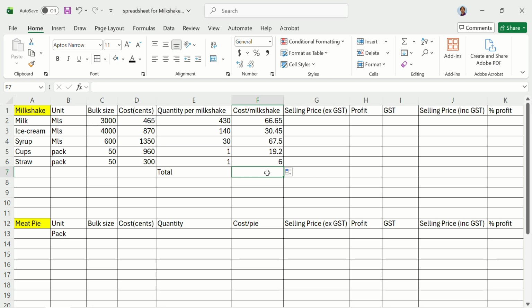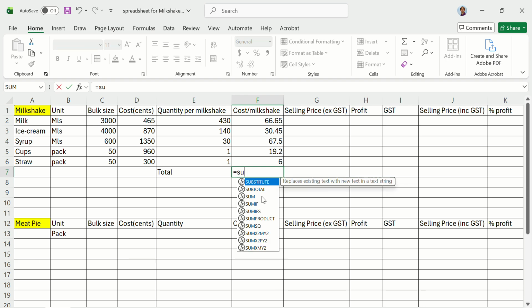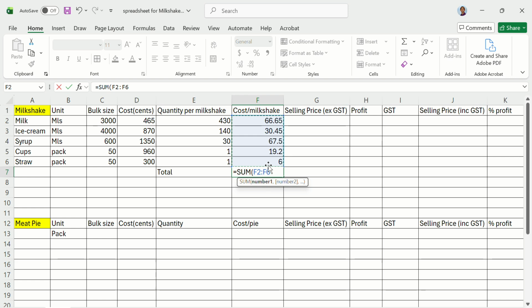Now, once you've done that, it'd be silly to find out how much profit you would make on milk and how much GST there'd be on just the milk and ice cream. So what we'll do is get the total cost of the milkshake. So we'll go equals sum. And so the total of my milkshake costs 190 cents or so.